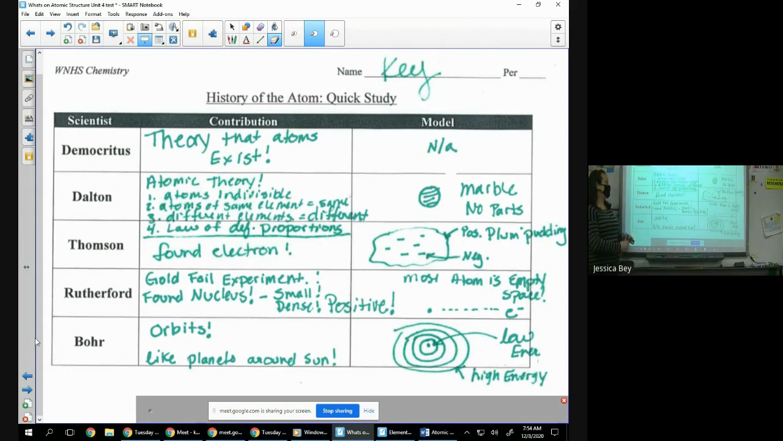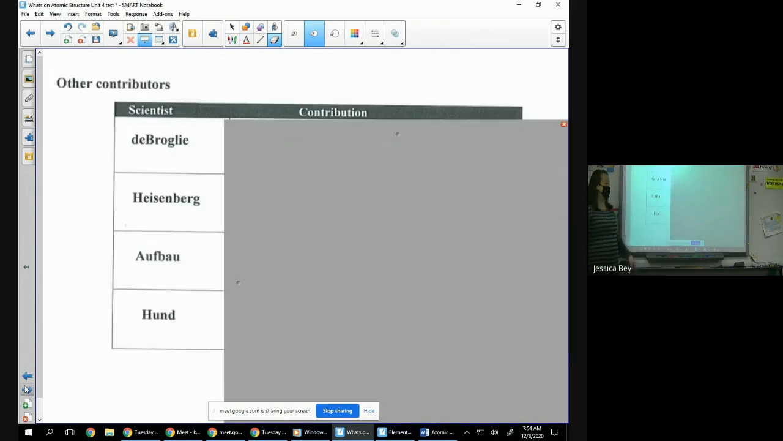Okay, so that is the history of the atom, if you will. Hopefully we're feeling good with that. Perfection. Then we move into the current model that we're working on. And the current model we're working on is called quantum mechanics.